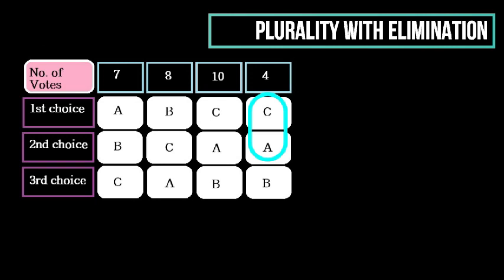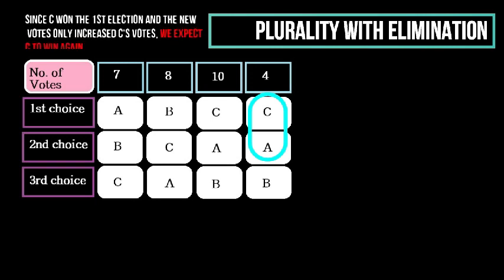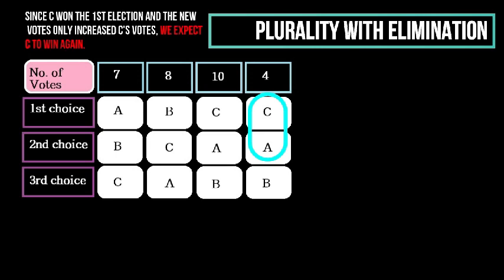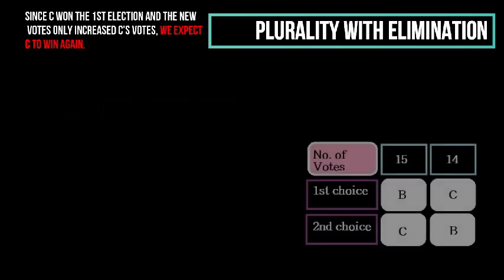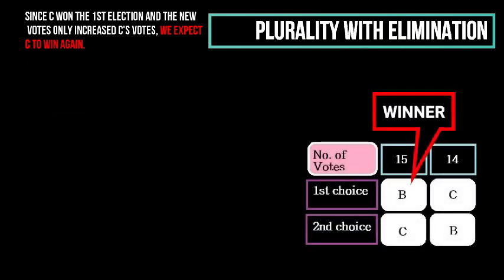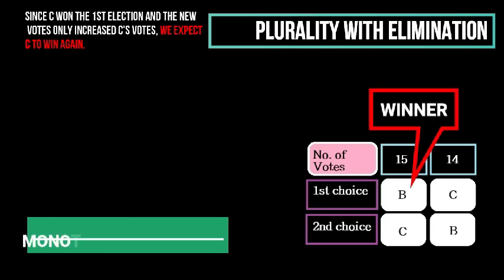No other voters changed their choices. Since C won the first election and the new votes only increased C's votes, we expect C to win again. So let's now determine the winner of the second election. It shows here that B wins in the new election, and this outcome violates the monotonicity criterion.